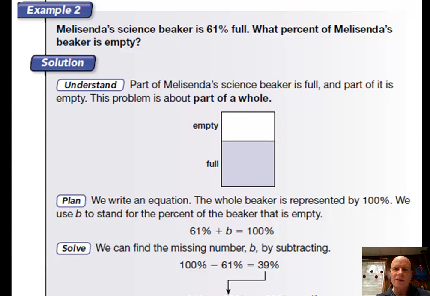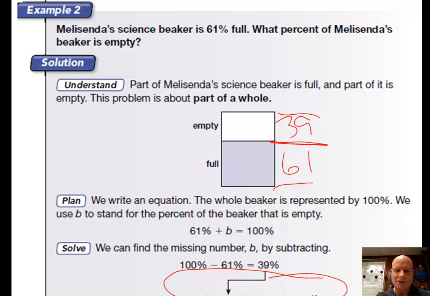We know that if she has a full-size beaker, and it is 61% full, we know from subtraction that the empty part would be 39%. And we verify that just by adding the two together, 61 plus 39, to verify that it is 100%. So we know that our answer for what percent of Melissenda's beaker is empty is 39%.